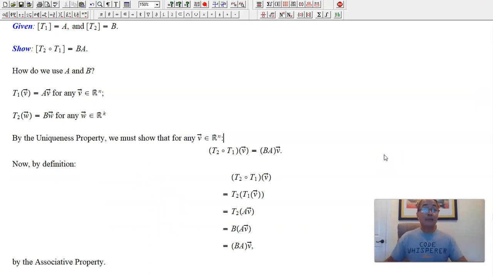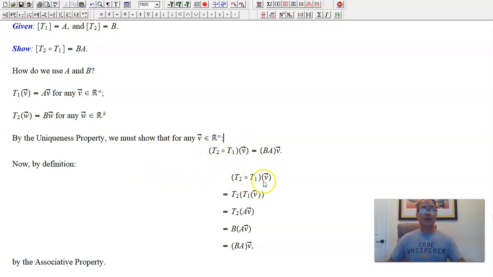But thank goodness we can appeal to the uniqueness property of the matrix of a transformation. What do we have to show? No matter which V we input into the composition, T2 composed with T1, it should be exactly the same as what you would get if you multiplied V by the matrix that we want, which is B times A.